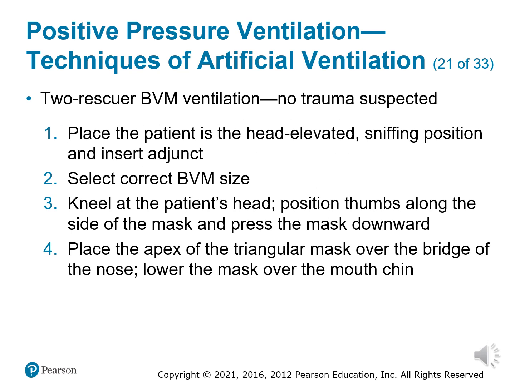Two-rescuer BVM ventilation with no trauma suspected. First, you're going to place the patient in the head elevated sniffing position and insert the airway adjunct. Select the correct BVM size. Then you're going to kneel at the patient's head. Position the thumbs along the side of the mask and press the mask downward. You're going to place the apex of the triangular mask over the bridge of the nose and lower the mask over the mouth and chin.